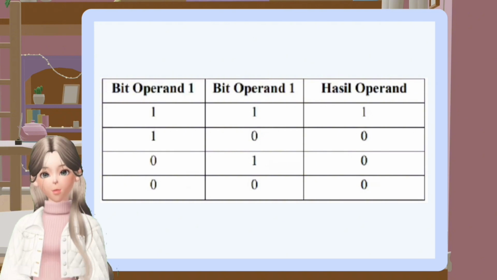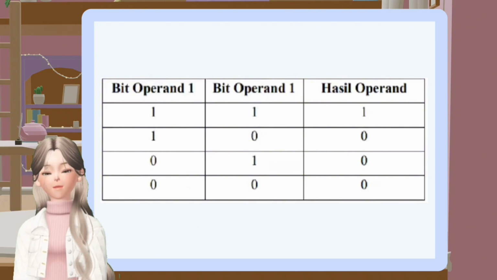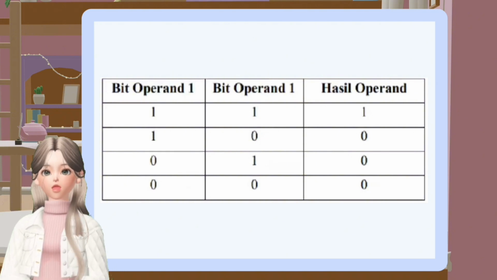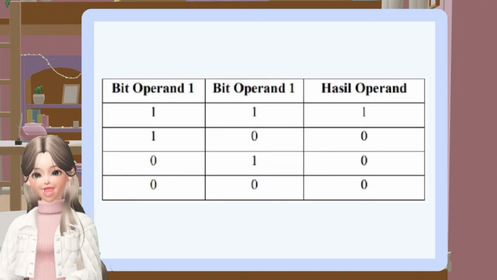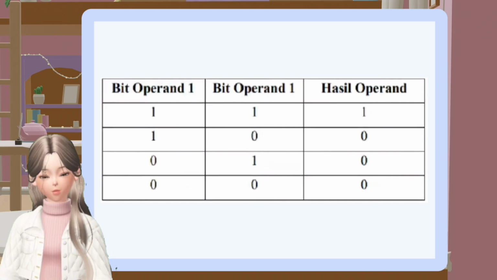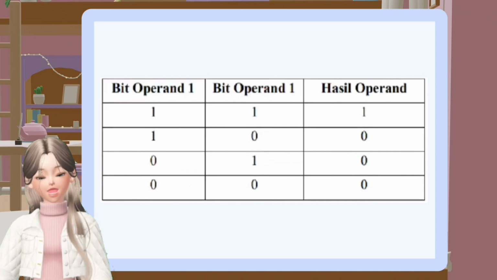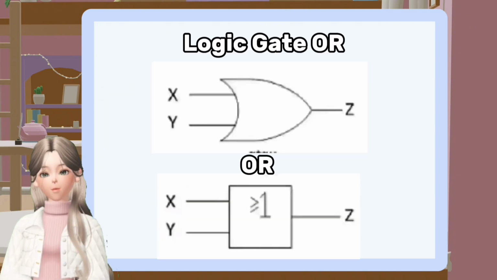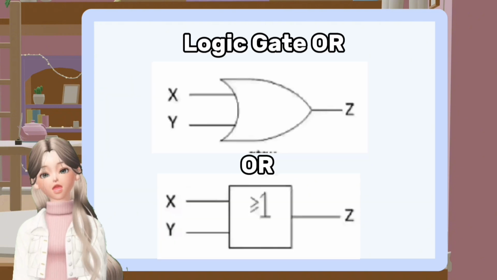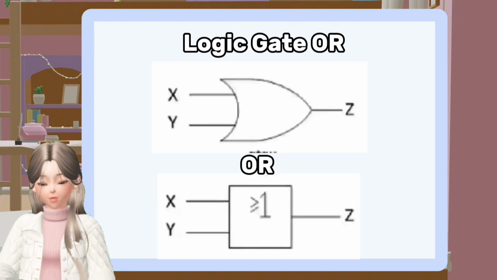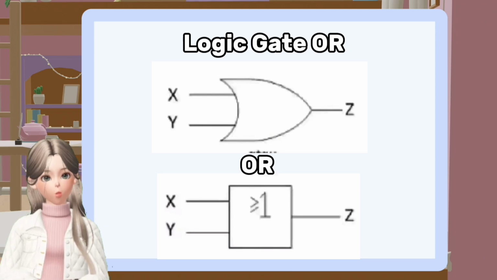If X equals 1 and Y equals 0, then Z equals 0. If X equals 0 and Y equals 1, then Z equals 0. If X equals 0 and Y equals 0, then Z equals 0. The OR gate is another type of logic gate, which also uses two inputs, X and Y, and produces one output, Z.